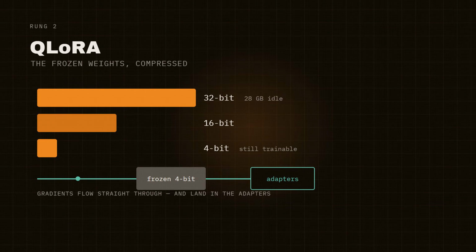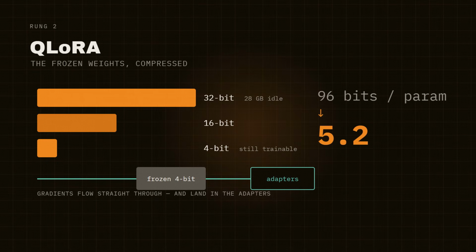You still backpropagate. Gradients flow straight through the frozen, quantized model and land in the adapters. The base is compressed, but it is not inert. The adapters get quantized too, 8-bit down to 4. Put a number on it, traditional fine-tuning runs about 96 bits per parameter. QLoRA gets that to 5.2, roughly an 18-fold reduction.